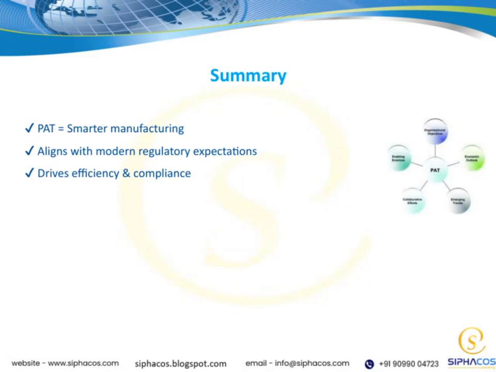So, to wrap things up, let's talk about PAT, or Process Analytical Technology. Essentially, PAT is about making manufacturing smarter. It helps us use real-time data and advanced tools to improve how we produce our products. This approach also aligns perfectly with modern regulatory expectations. Regulators are increasingly looking for manufacturers to be more proactive, transparent, and consistent in their processes. Implementing PAT shows we're committed to meeting these evolving standards.